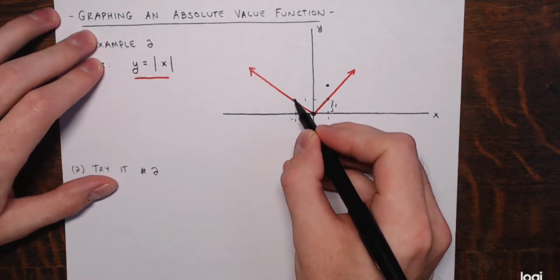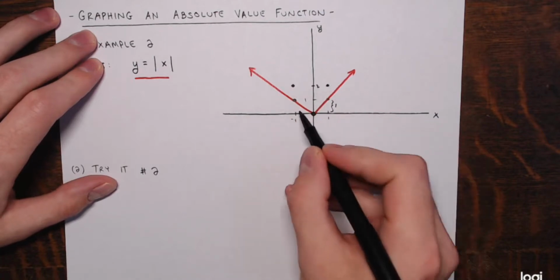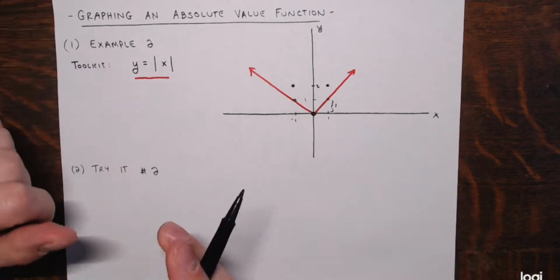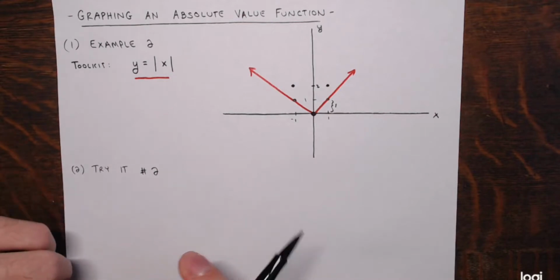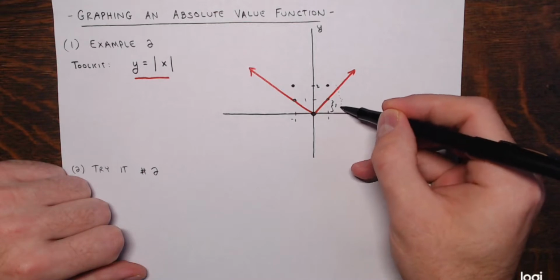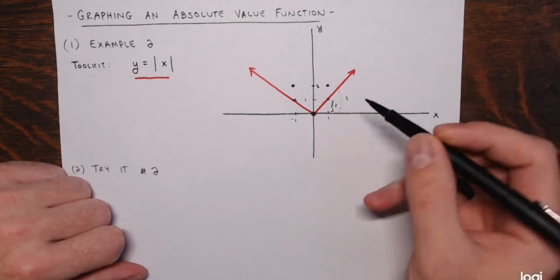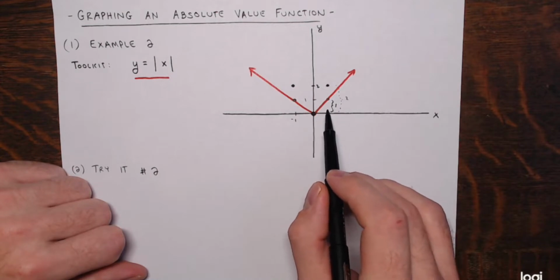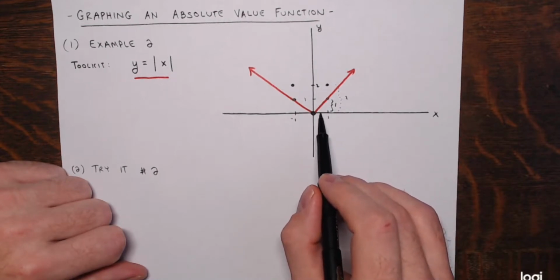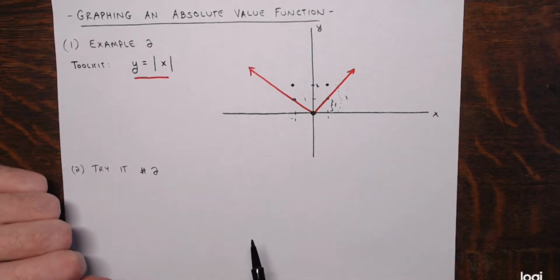Left 1 unit, up 2 units: 1, 2. So the points (1, 2) and (-1, 2) will be on this new graph. All right, we're going to cause a vertical stretch by a factor of 2. Instead of going right 1, up 1 to get on the graph, I'm going right 1, up 2. That distance is doubled.